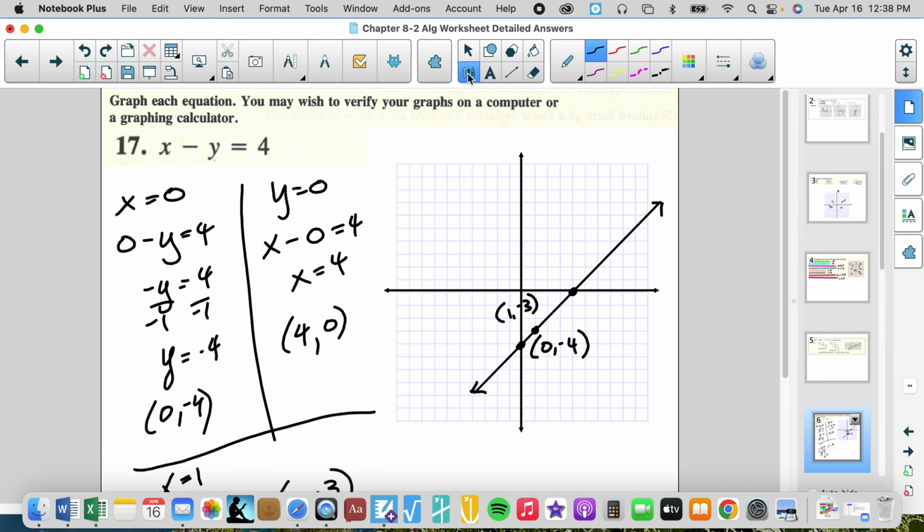And that was 4, 0. I just like to have my points legible.